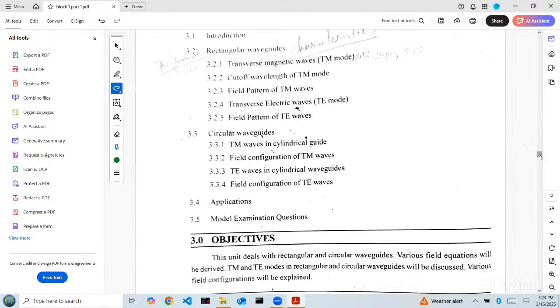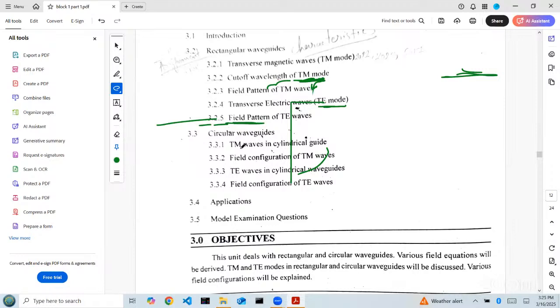First, the general derivation part. Afterwards, we have to go for TM mode. After TM mode, we have to go to the first TM mode. Next, TE mode. Next, TM mode field pattern. Next, TE mode field pattern.